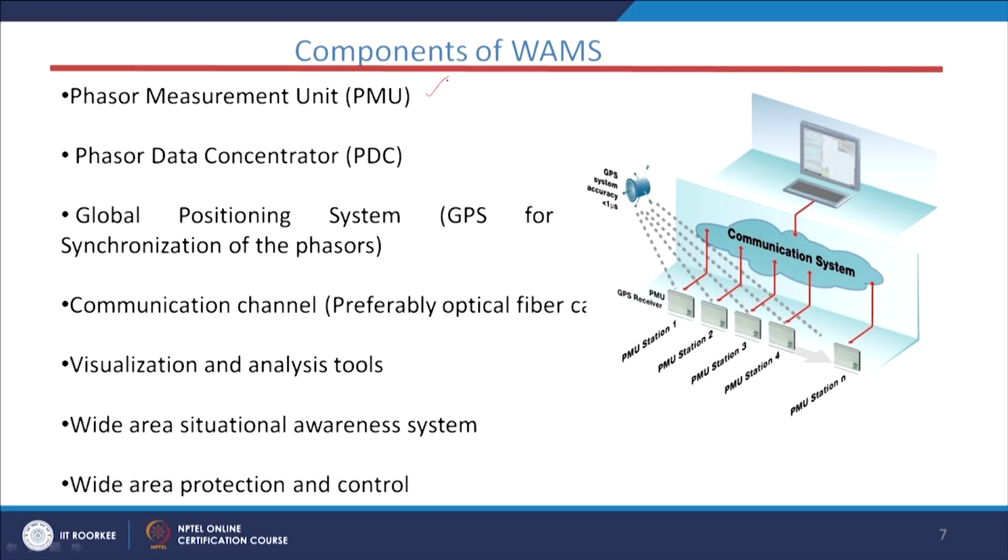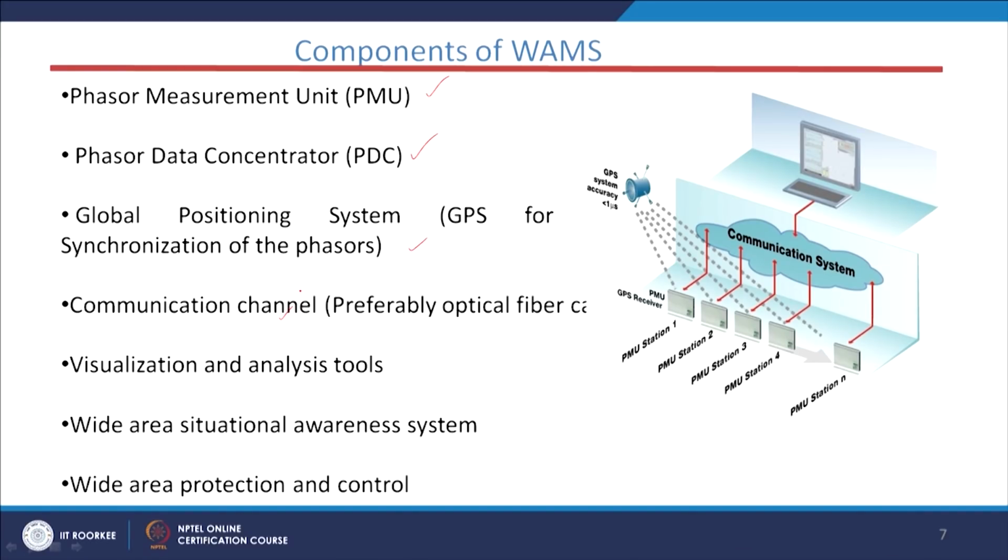What are the components of the WAMS? The first one is the PMU, the phasor measurement unit. In the next class, we will discuss in detail this particular unit. And the next one is the phasor data concentrator, PDC we call it. And the third one is the GPS, our global positioning system, which is used basically for synchronization of the phasors of different buses.